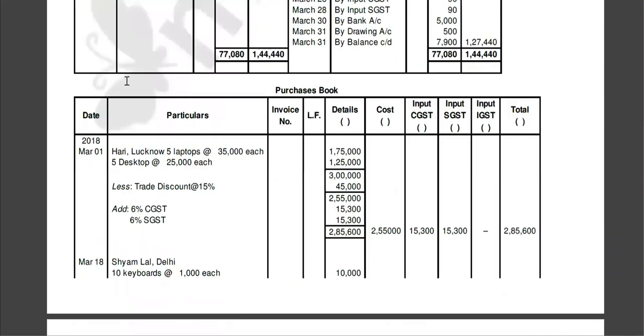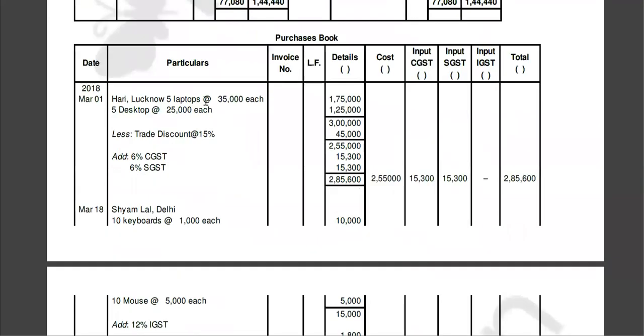See, Hari's laptops: 5 laptops at 35,000 each. So 35,000 into 5. The same way, 25,000 into 5. So 1,75,000 and 1,25,000, around 3 lakhs. Now you have to reduce the trade discount, 3 lakh into 15%. You will get 45,000. You have to subtract that from the 3 lakh. So now you will get 2,55,000.